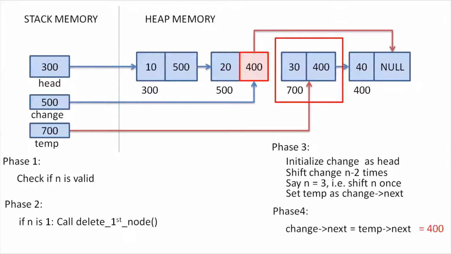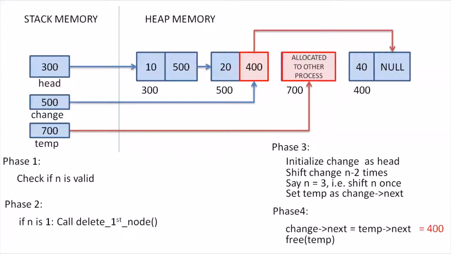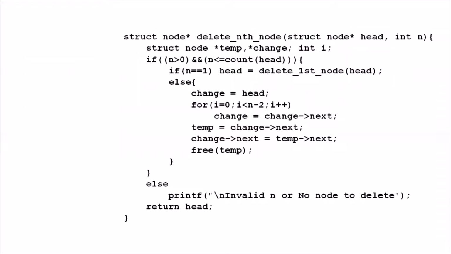This indicates that the node change no longer points to the node temp, but points to the node after the node pointed by temp. Now we are free to dereference temp. Accordingly, we execute free(temp). On executing the statement free(temp), this memory chunk gets allocated to some other process in the computer's memory. The function to delete the nth node of a linked list therefore looks somewhat like this.